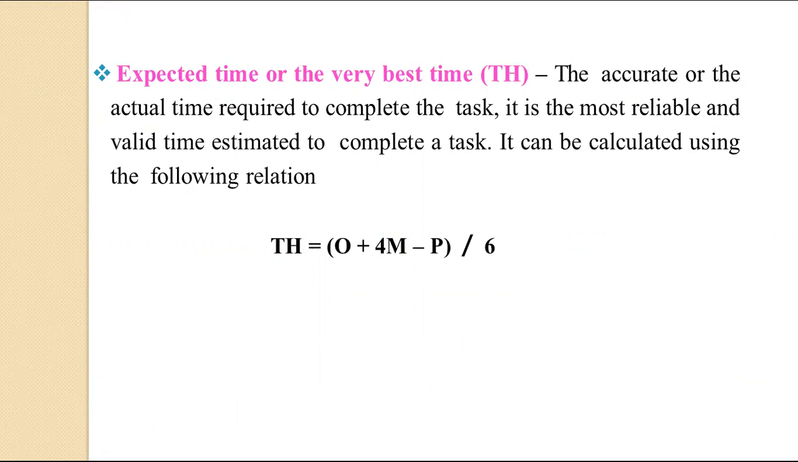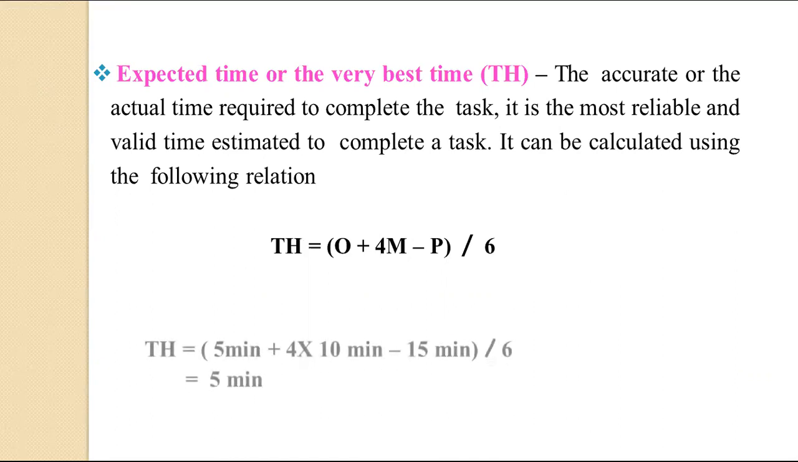It can be calculated using the following relation. TE is equal to O plus 4M plus P by 6. That is, expected time is equal to optimistic time plus 4 times most likely time plus pessimistic time divided by 6.